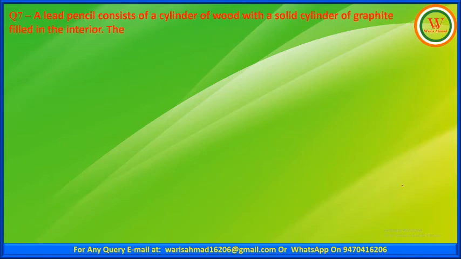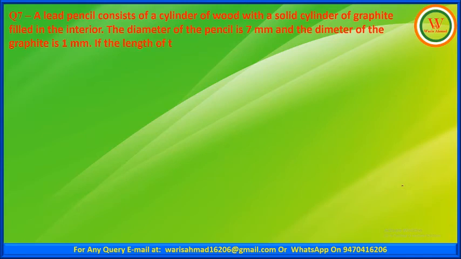Now let us consider question number 7. A lead pencil consists of a cylinder of wood with a solid cylinder of graphite filled in the interior. The diameter of the pencil is 7 millimeter and the diameter of the graphite is 1 millimeter. If the length of the pencil is 14 centimeter, then find the volume of wood and that of the graphite.